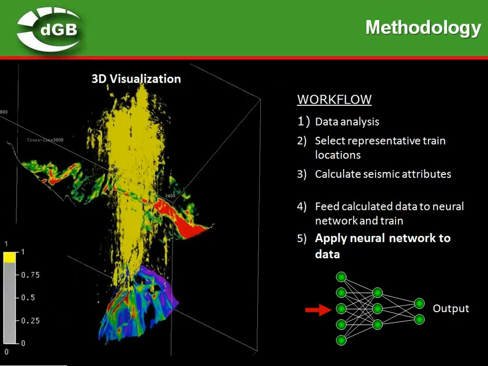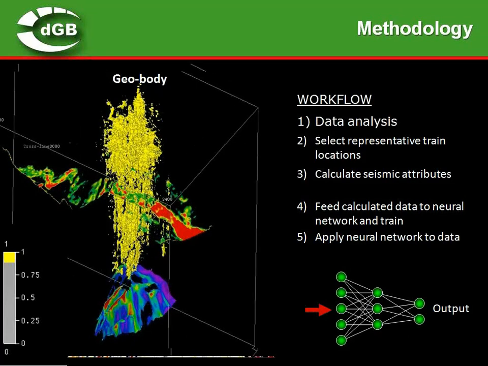Once you have a 3D volume of chimney probability results, you can visualize it in 3 dimensions using the 3D visualization tool in OpendTect. Another thing that we can do in the 4.3 version of OpendTect is detect Geo Bodies.